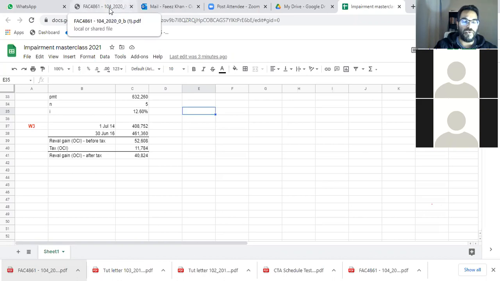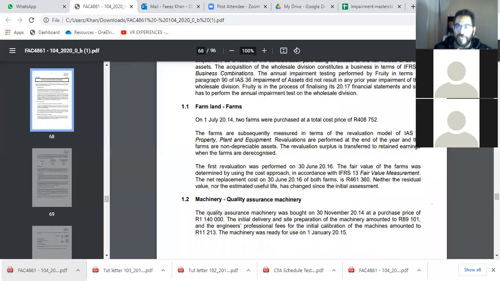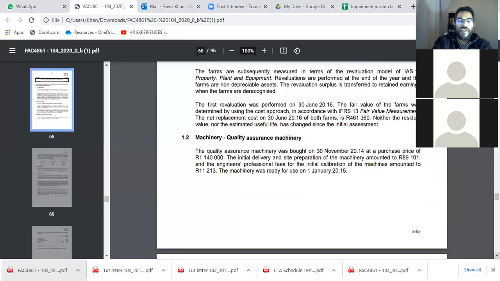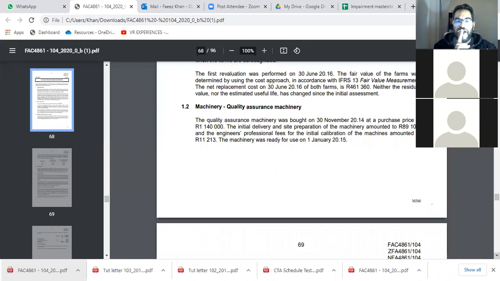So now let's go to note 1.2, the machinery. They're saying the quality assurance machinery was bought on 30th November 2014 at a purchase price of 1.14 million. The initial delivery and site preparation of the machinery amounted to 89, and the engineer's professional fees amounted to 11,213. The machinery was ready for use on 1 January 2015. That is the date when we start depreciating.